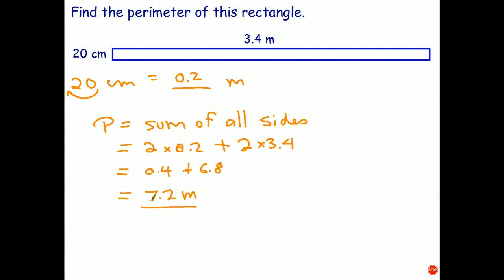Nothing wrong with using a calculator, but good practice to do them in your head if you can. Okay, we'll stop there. Now it turns out there's one particular shape that the formula sum of all sides doesn't work for when you're trying to find the distance around it, and we'll look at that one in the next video.